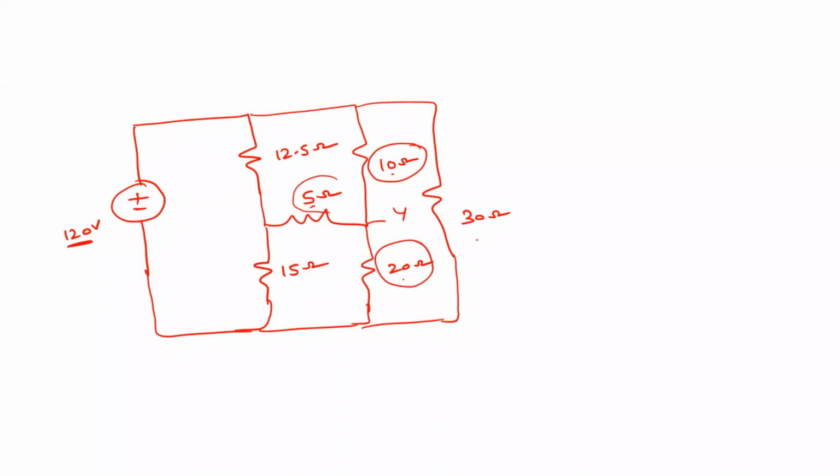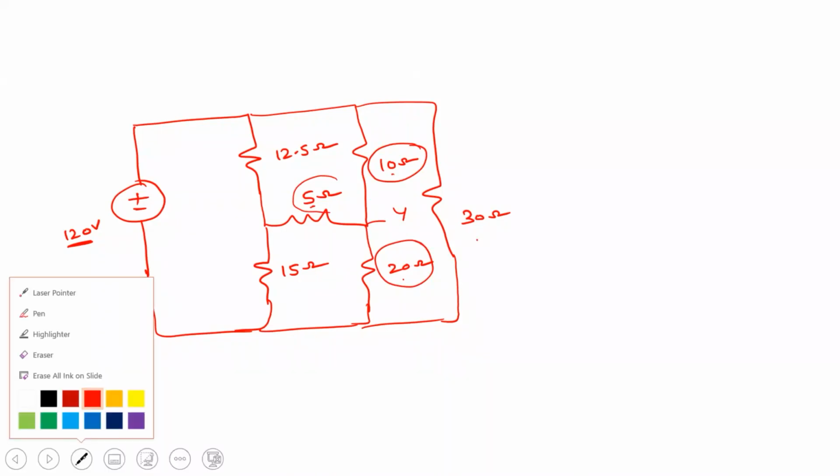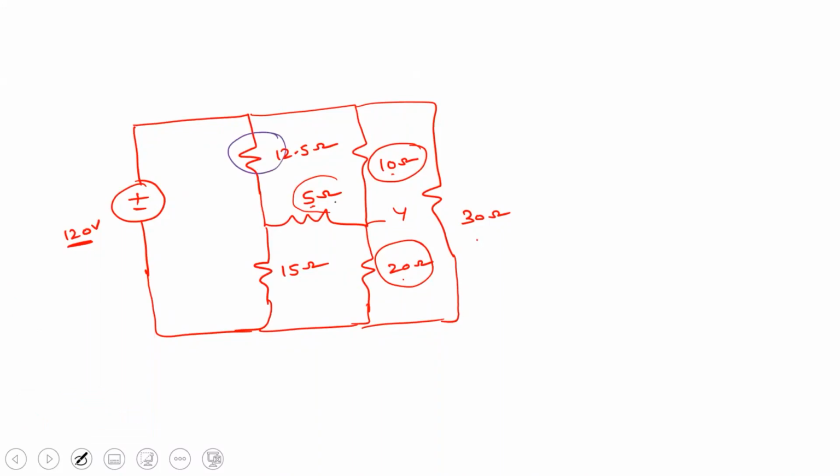Similarly, this 12.5 ohm, this 5 ohm, and this 15 ohm, this is also forming a star connection. The simplest way to solve this one is to convert either this star connection into a delta connection, or this delta connection into star connection, so that these resistances will come into series parallel combination and the problem can be solved.